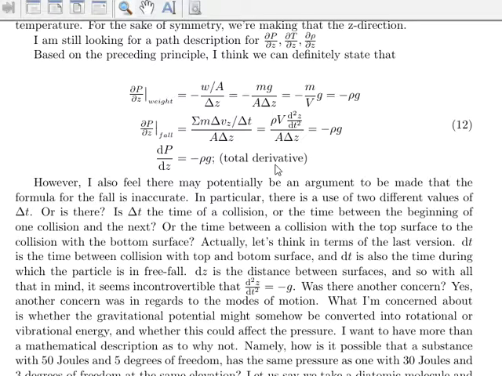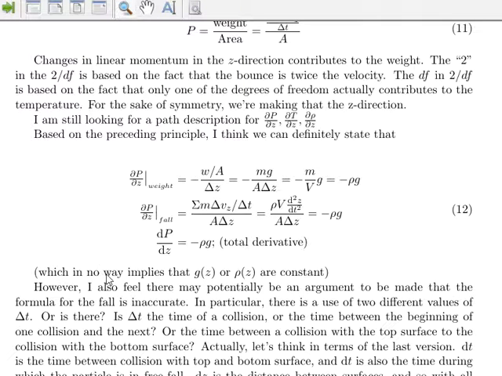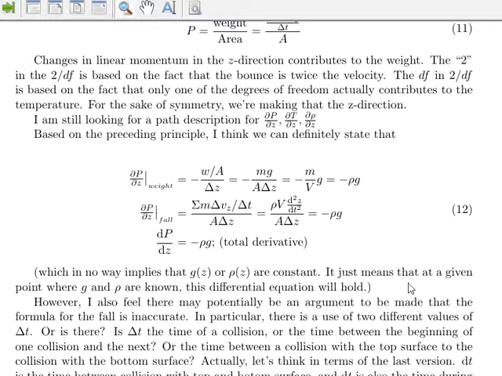That is the total derivative of the quantity. But I should point out that in no way implies that g of z or rho of z are constant. It just means that at a given point where g and rho are known, this differential equation will hold.